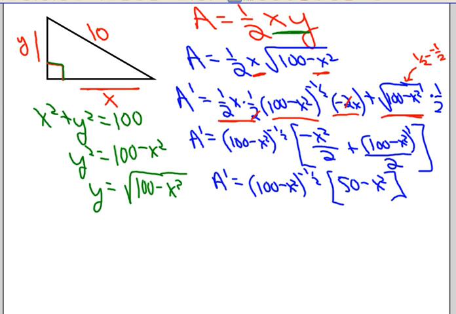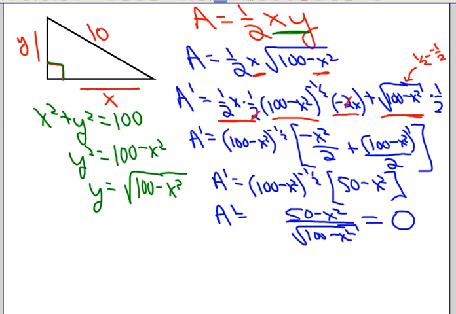So minus x squared. Let's write this a little bit nicer. So A prime equals 50 minus x squared all over the square root of 100 minus x squared. Okay, I'm looking for the critical points. So where does this derivative equal 0? And where is this derivative undefined?